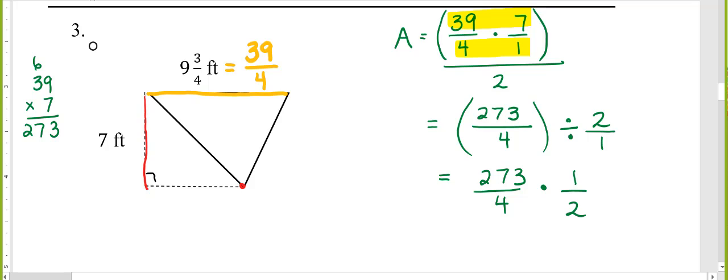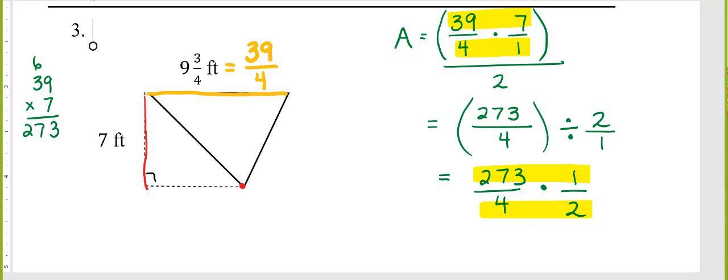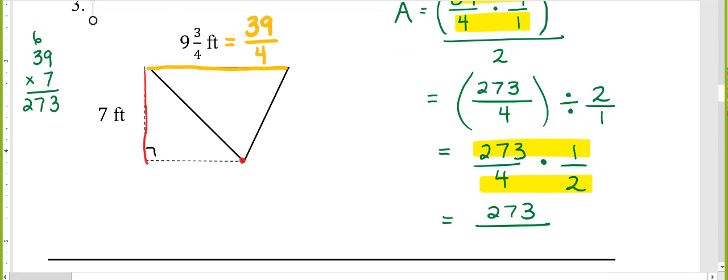Now we've got multiplication going on again. We need to multiply the numerator, multiply the denominator. So I get 273 over 8. What's my unit going to be? Square feet.